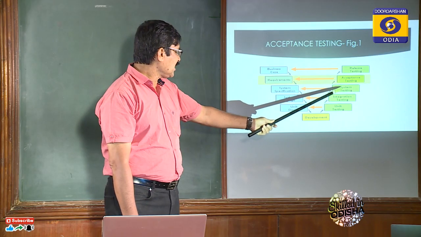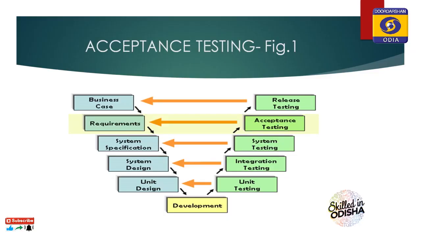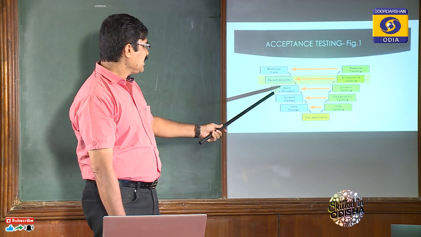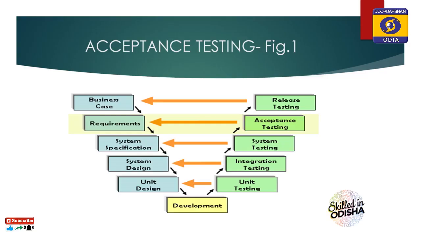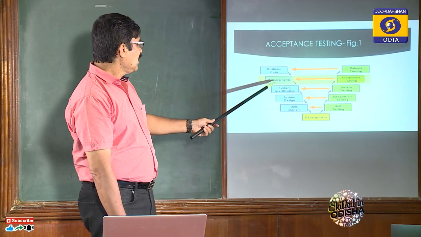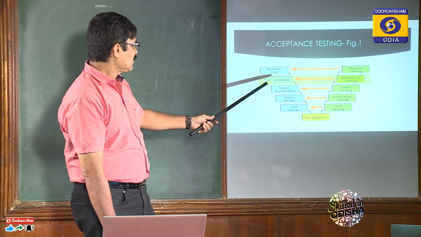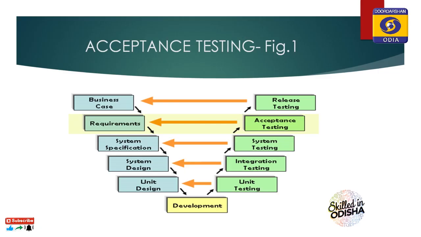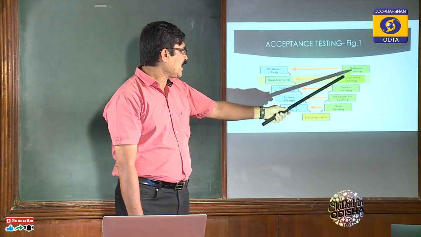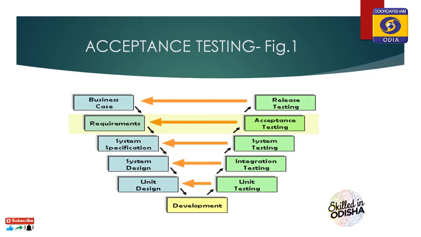So system testing is done by seeing the system specification, and if it is all right, we will move to acceptance testing. Acceptance testing is done by seeing the requirements given by the customer. If it is all correct, then we are going for release testing. That means the final test we are doing, that is release testing. Then it will go for business case.